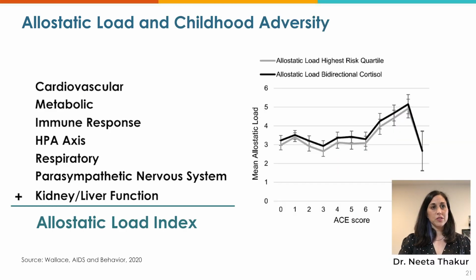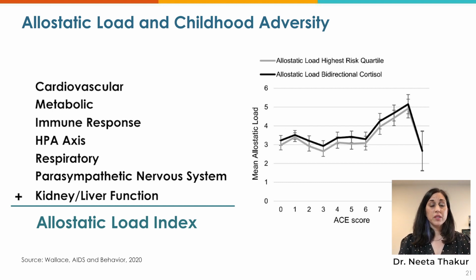Pragmatically, how is that measured? Well, we're looking for dysregulation across multiple biological systems. And so we're not looking for big, huge changes in biomarkers. What we're looking for are these small little wears and tears across your cardiovascular system, across your metabolic system, in the immune response, things part of the HPA axis, then parasympathetic nervous system, and in the kidney liver function. And then when you add up all of those tears, what you get is your allostatic load index.